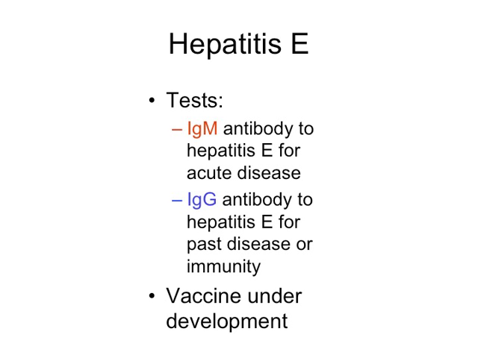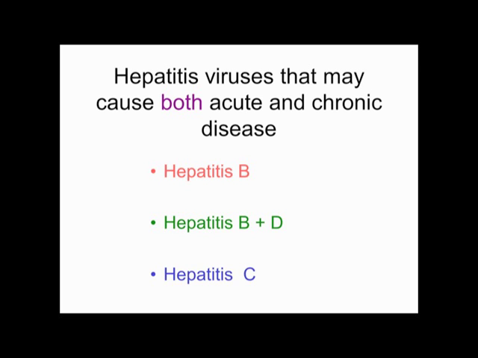Okay, so for E, it's the same thing about the IgM versus IgG. There is a vaccine that's been developed. It's not commercially available, in part because the use of it in developed countries that have a lot of money is not very high, but it may eventually be licensed. So viruses that can cause both acute and chronic disease are the other three, the B, C, and the D.